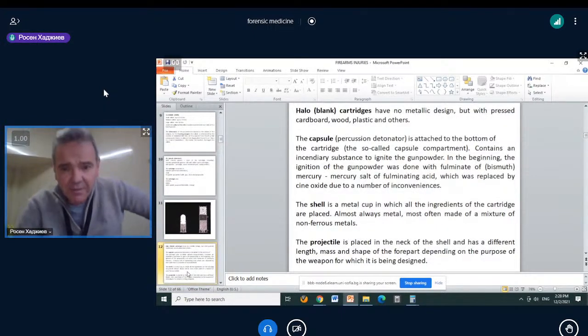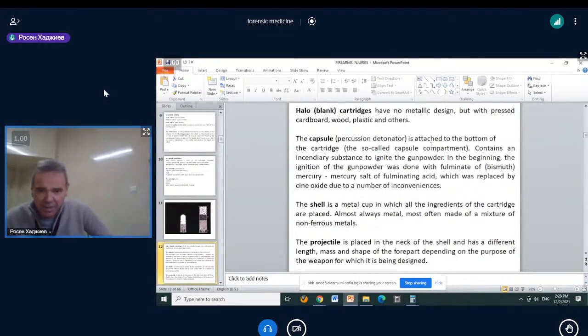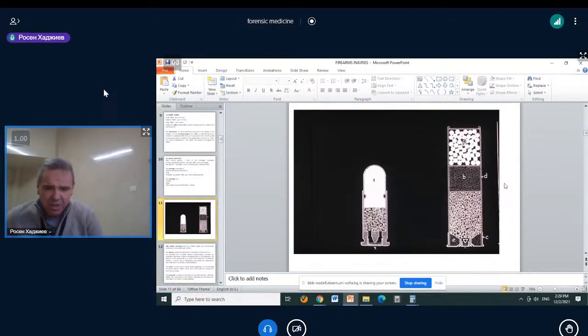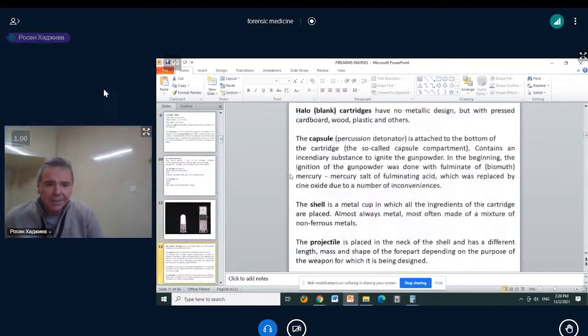Blank cartridges have no metallic bullet. Bullet or projectile no design, but with pressed cardboard. This is the pressed cardboard, plastic or made of some other materials. The capsule detonator is attached to the bottom, as I said before. This capsule contains an incendiary substance. The purpose of this substance is to ignite the gunpowder. In the beginning, the ignition of the gunpowder was done with fulminate, which was replaced by cyanoxide and some other materials, but it's not so important.